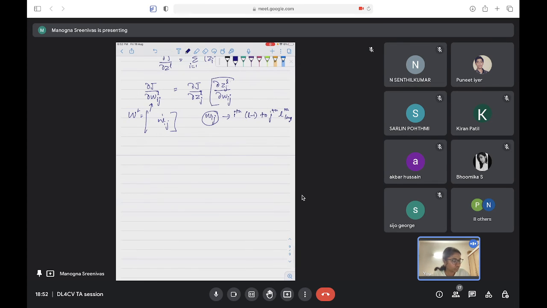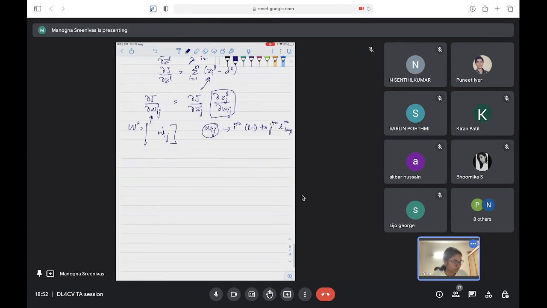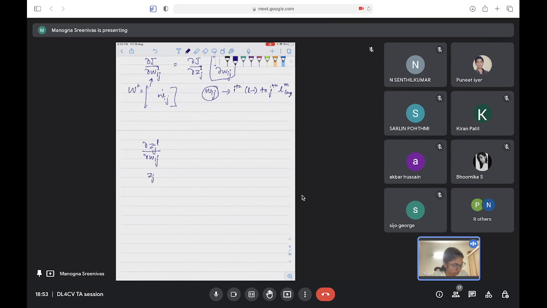So I need to compute this, right? I have already computed this. So I need to compute this here. That is ∂Zj(L)/∂Wij. So how do I compute this? What is Zj of L? It is the sum of Wij into Zi of L minus 1.